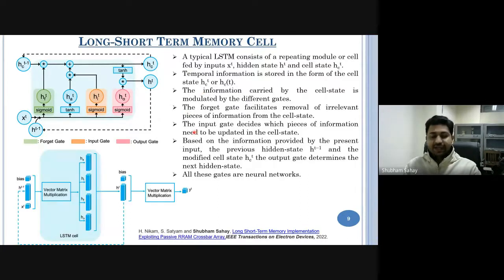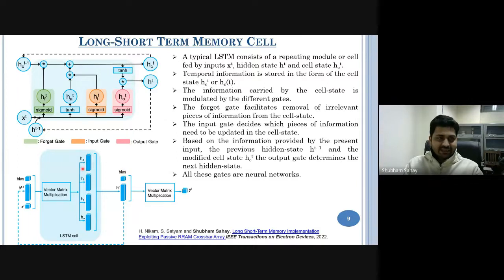Essentially, the architecture of every LSTM has these inputs, these hidden states, and these biases. Then vector by matrix multiplication is performed between these inputs and the different gates: the forget gate, the input gate, and the output gate. So here also the major operation being performed is vector by matrix multiplication. Then you have the output hidden state, and after that we use a fully connected layer.